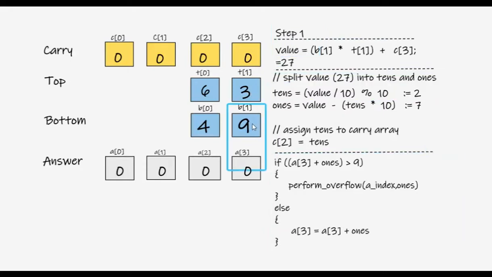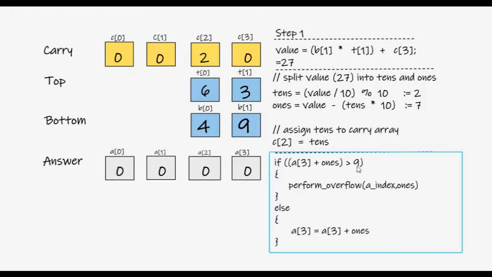So we say 9 times 3, 27, plus our carry is 0, so the answer is 27. Let's split 27 into their individual buckets, the tens bucket and the ones bucket. Then we're going to assign C2 the tens. Let's do that. Now if we've assigned 2 to C2, then we're going to be working on a sub 3 plus 1s, is that greater than 9?